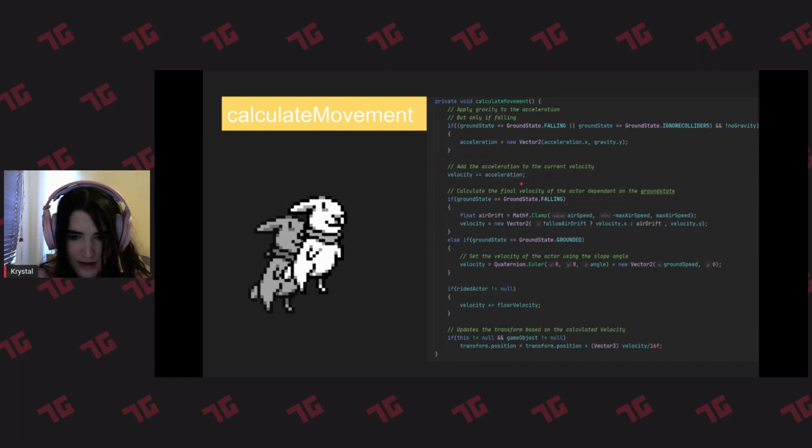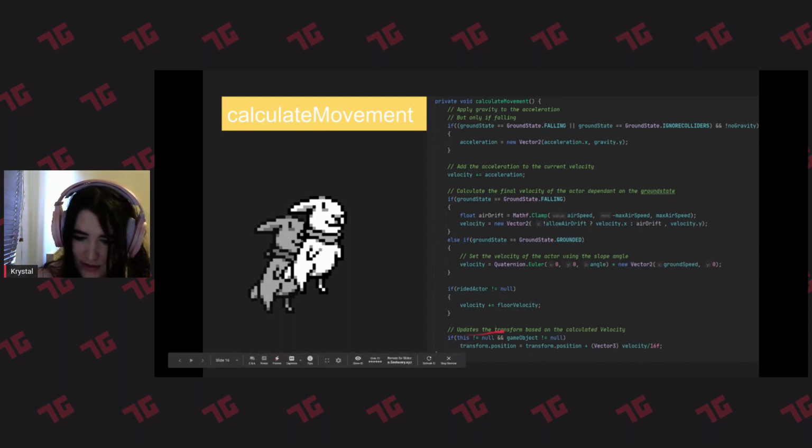And this is special code for the aerial drift. And this is special code for the ground speed. For setting the velocity, and this here is just for whether or not you have an actor that's on top of another actor, which I'm going to cover later. And then this final step here is the most important, I guess. It applies the velocity to the final position.